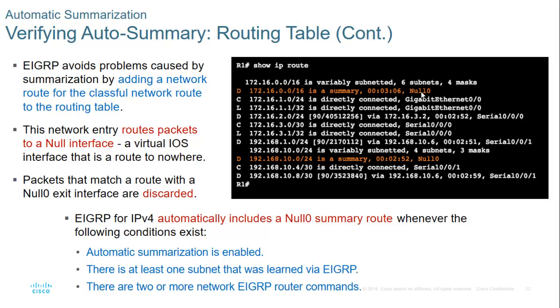EIGRP for IP version 4 automatically includes a Null0 summary route whenever these following conditions exist. 1. Automatic summarization is enabled. 2. There is at least one subnet that was learned via EIGRP. And 3. There are 2 or more network EIGRP router commands.